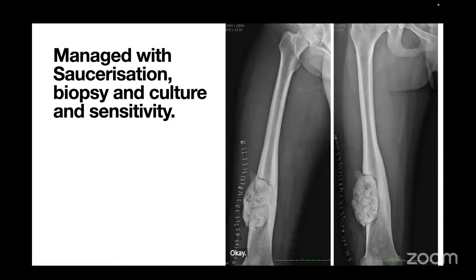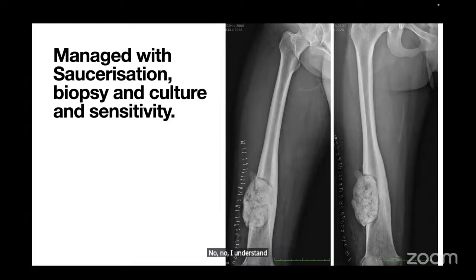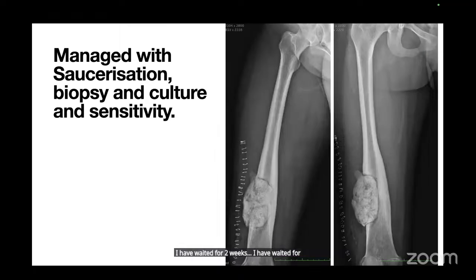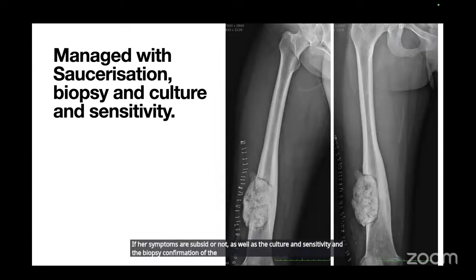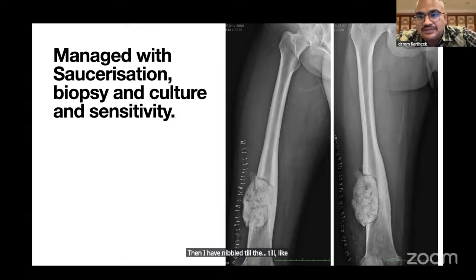Okay. So then why did you excise it? Sir, the reason for the pain is that sequestrum. No, I understand. So you have taken it out, and when did you do the excision of that middle segment? I waited for 2 weeks, sir, to see if her symptoms subsided or not, as well as the culture sensitivity and the biopsy confirmation. Then I nibbled until I got bleeding, sir.